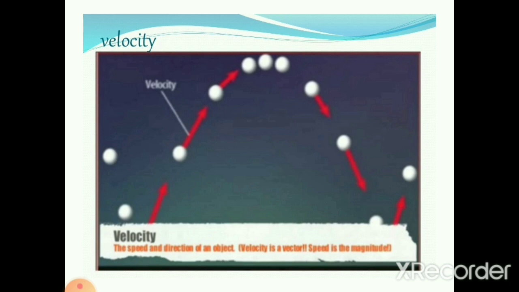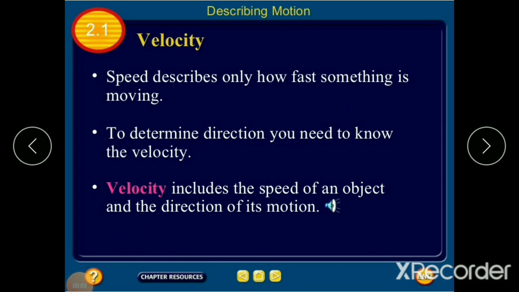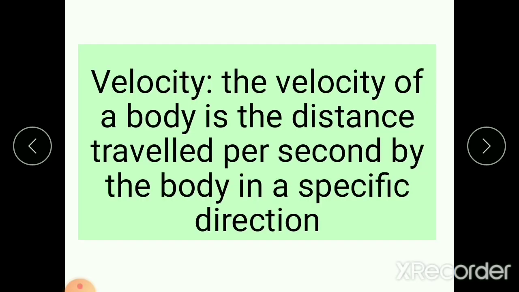So you all know that velocity is a vector quantity and speed is a scalar quantity which does not involve direction. The speed only tells how fast something is moving. To determine direction, you need to know the velocity. So velocity includes the speed of an object and the direction of its motion. Next, the velocity of a body is the distance traveled per second by the body in a specific direction. That is, the rate of change of displacement of a body with time is called the velocity.